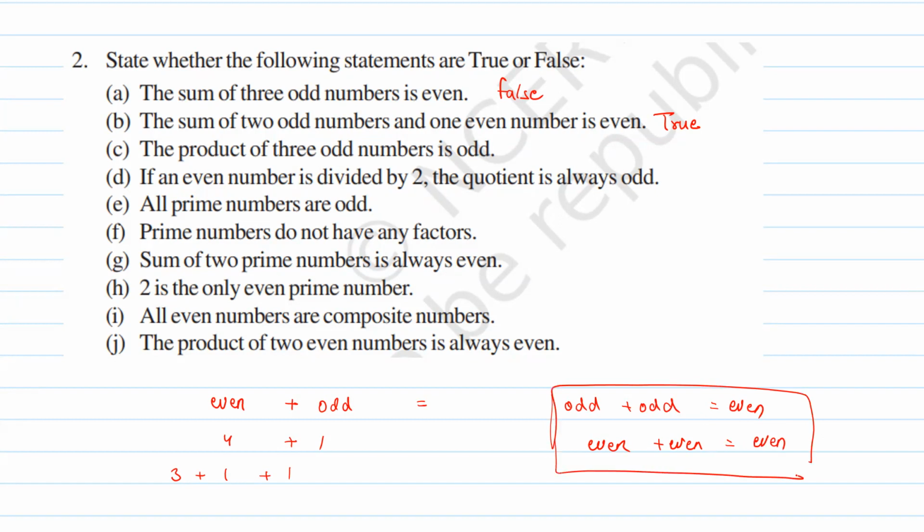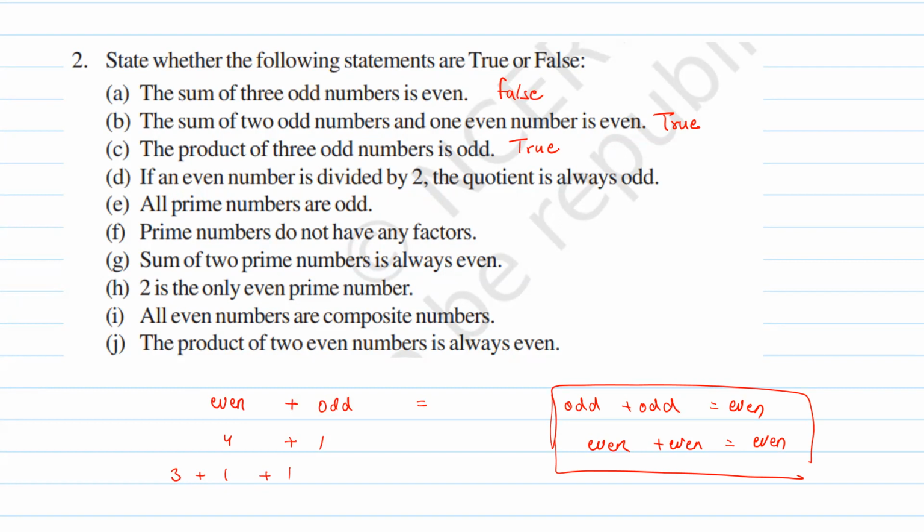Remember this formula. The product of three odd numbers is odd. Now the third statement is saying that the product of three odd numbers is odd. If we multiply three odd numbers, it will always come as odd. That is true.